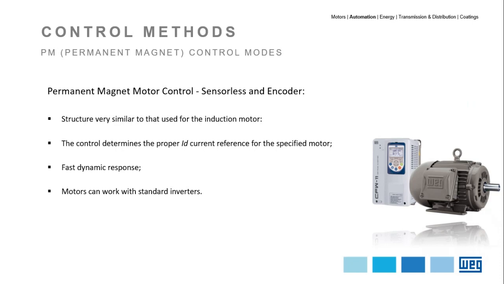The vector control developed to drive the motors in the WEG magnet line has a structure very similar to that used for induction motors. For example, in the constant torque region, the control determines the appropriate ID current reference for the specified motor. In this way, the reluctance torque is added to the torque produced by the magnets in the motor, which accelerates with fast dynamic response. Above the nominal speed, the control applies field weakening by controlling the armature reaction so that the motor accelerates with nominal voltage and constant power.